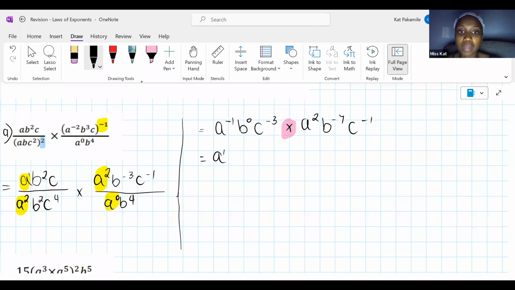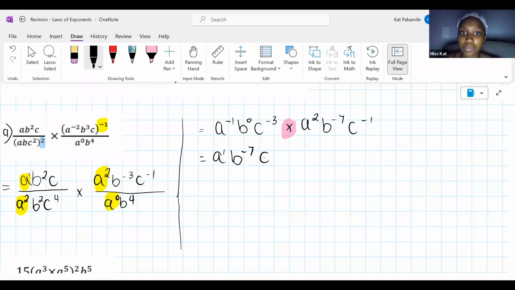Beautiful. And then for b, you're going to say b to the power of 0 minus 7. Remember, you're adding 0 plus negative 7, which is 0 minus 7. So it's negative 7. Here we go. Okay. And then for the c, I would say c to the power of negative 4.